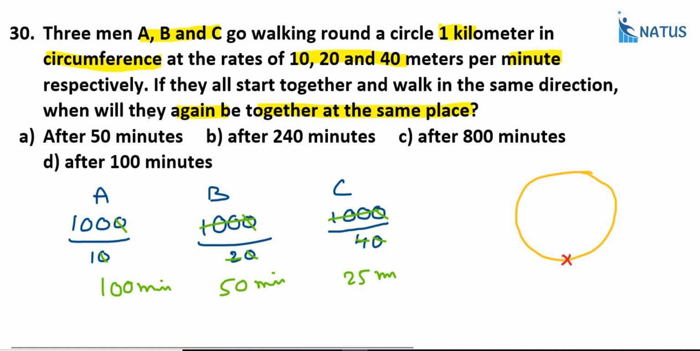What we require is: when will they again be together? That is nothing but a number that must be a multiple of these three numbers. What we require is a common multiple of these numbers. Here the numbers are 100, 50 and 25. What is the LCM? That is equal to 100 minutes. So what is the answer? After 100 minutes, all meet together.